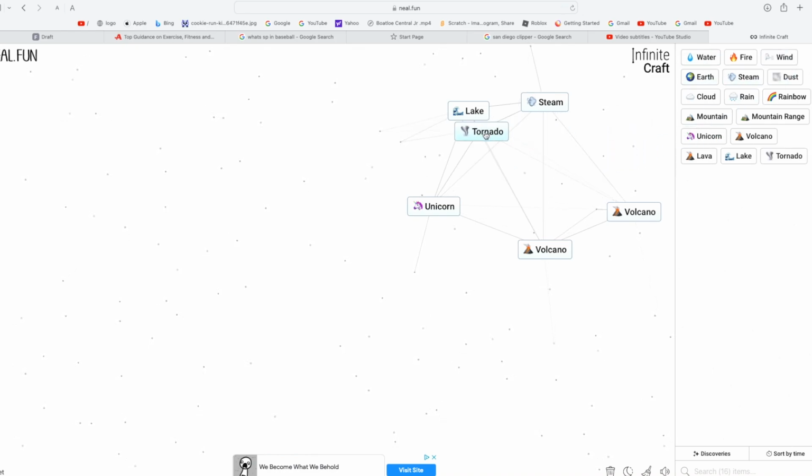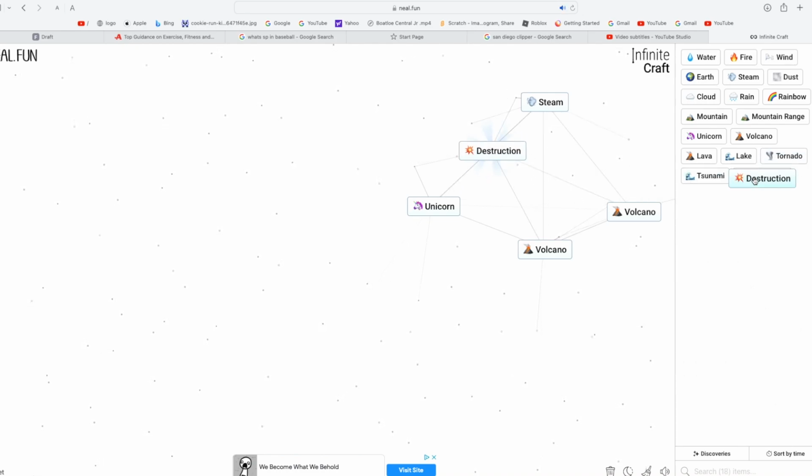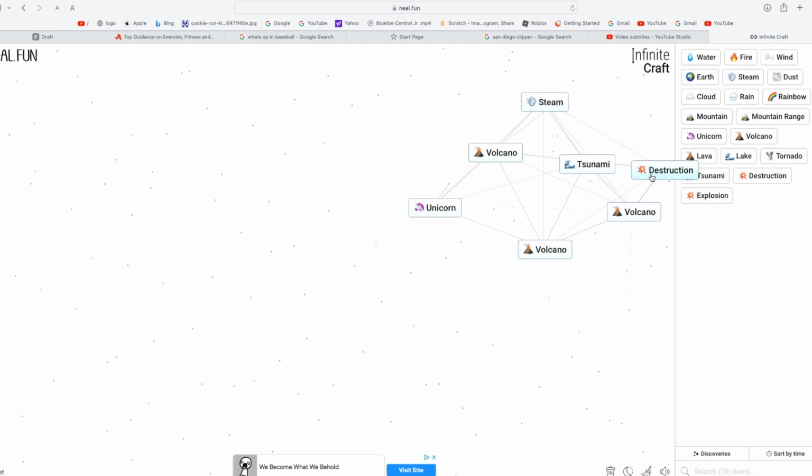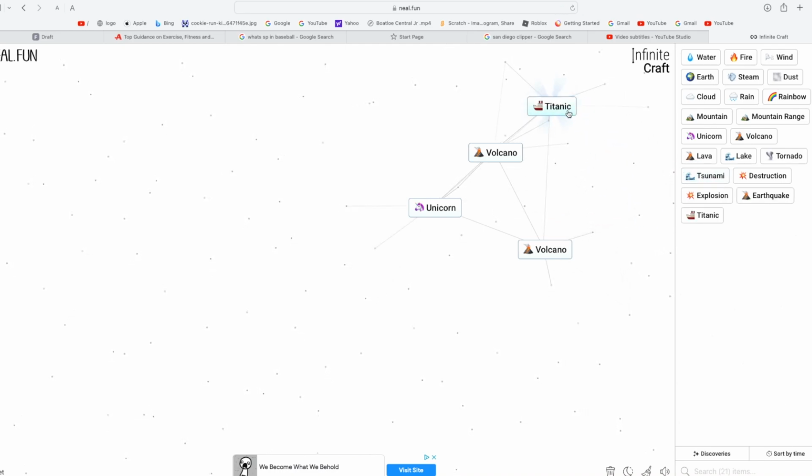So let's go wind and wind. Tornado. Wait, hold on. If we combine these two together, it will make a storm. Tsunami. Destruction. Explosion. Volcano. Water. Earth. Mountain. Rainbow plus mountain equals unicorn. Unicorn plus unicorn equals unicorn. Tsunami plus tsunami equals tsunami plus explosion. Earthquake. Earthquake plus volcano equals tsunami. Oh, Titanic.